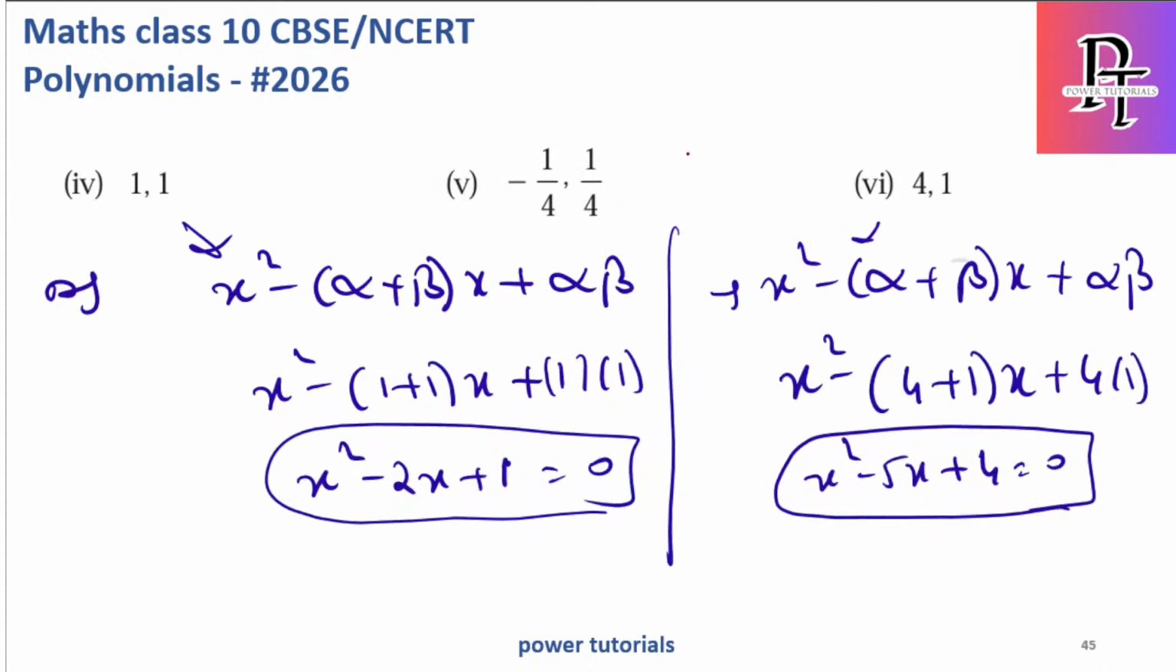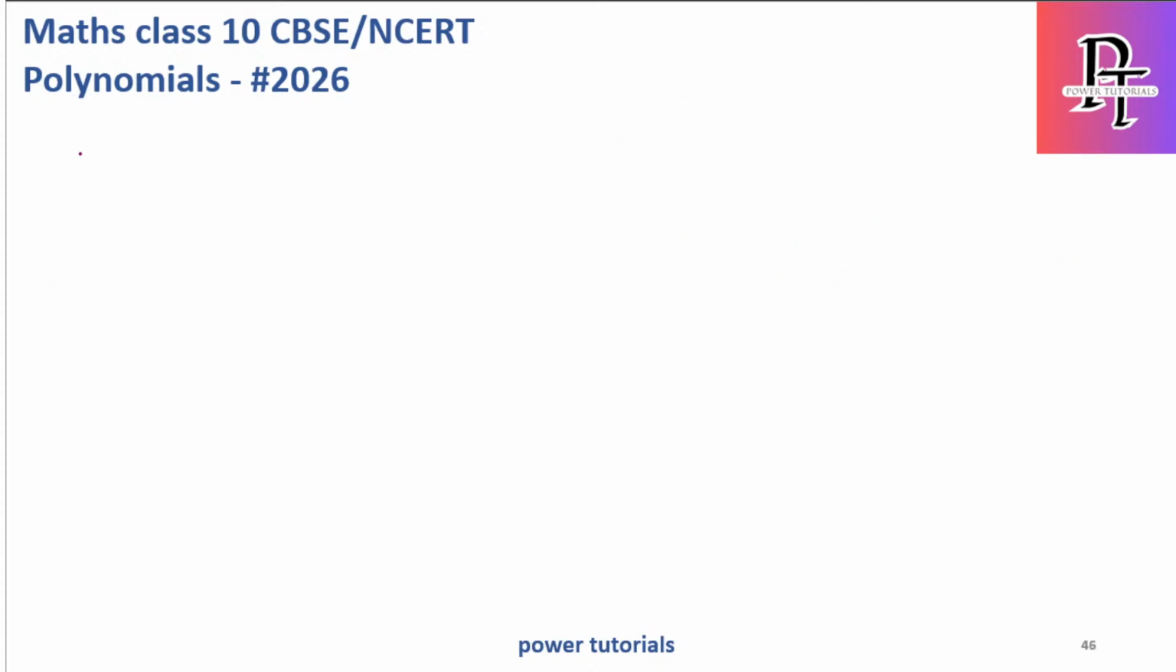This is also homework, so I will do this question. And this is the last question from this chapter, because the rest of the questions are already covered in your videos. The question is minus 1 by 4, 1 by 4. Let's solve this. Here this is sum and this is product.